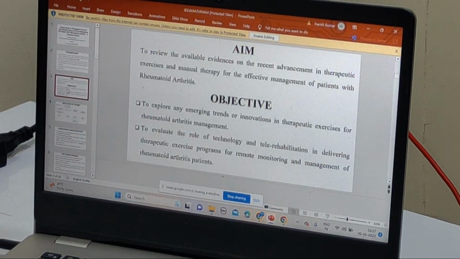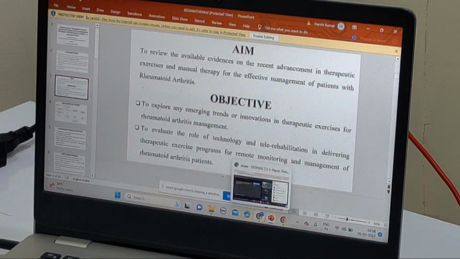Our aim is to review the available evidence on the recent advancement in therapeutic exercises and manual therapy for the management of patients with rheumatoid arthritis. Our objective is to explore any emerging trends or innovation in therapeutic exercise for rheumatoid arthritis management and to evaluate the impact of technology and telerehabilitation in remotely monitoring and managing rheumatoid arthritis patients.